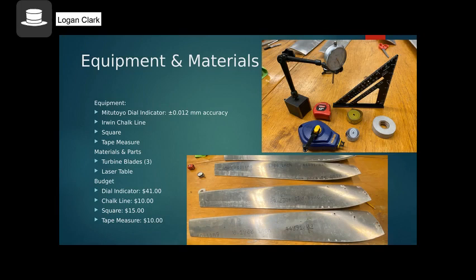The equipment used for this analysis process include a dial indicator, chalk line, square, and tape measure. The materials include the turbine blades and a laser table. The turbine blades were provided to us for free by the manufacturers Professor Visser and Mark Hebel. The laser table used as a level surface was provided to us by the Clarkson-Baja team. For the project, we bought the dial indicator for $41, the chalk line for $10, the square for $15, and the tape measure for $10. This totaled to $76 needed for the completion of this analysis project.